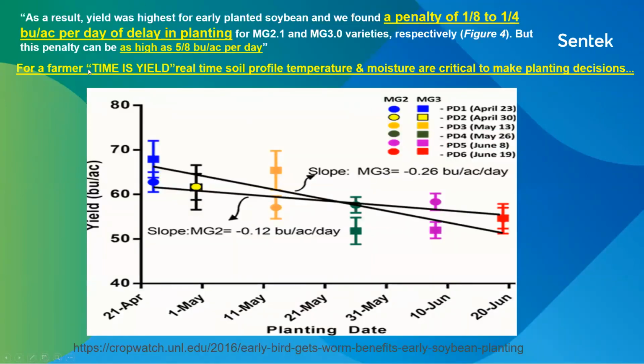For a farmer, time is yield, and real-time soil profile temperature and moisture are critical to make planting decisions, right? Just going back to what it costs the entire industry, this planting decision making between each individual farmer is a parameter that a lot of guys don't put numbers on a piece of paper. How much does it cost them if they miss a few days? Because that's where the penalty comes, right? You can lose an eighth to a fourth, up to 5/8 bushels per acre per day that you're not planting based on optimum growing conditions.